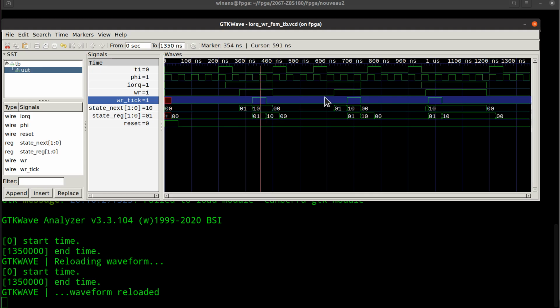If it goes high when it's supposed to, like over here, close to but not after the rising edge of T2. So here's T1. Here's T2.